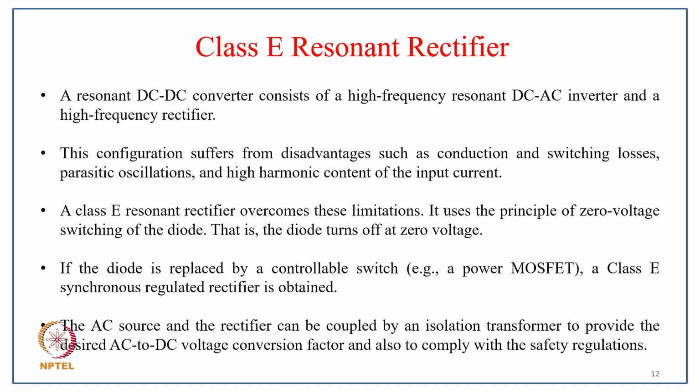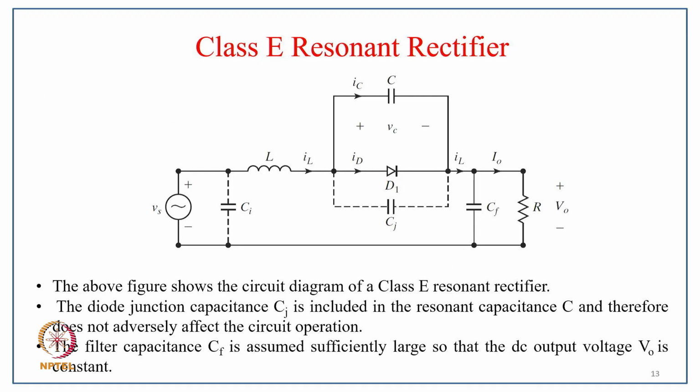A class C resonant rectifier overcomes these limitations and uses the principle of zero voltage switching of the diode, and that is why the diode turns off at zero voltage. If the diode is replaced by a controllable switch, for example a power MOSFET, a class C synchronous rectifier is obtained. The AC source and the rectifier can be coupled by an isolation transformer to provide the desired AC to DC voltage conversion factor and also to comply with safety regulations.